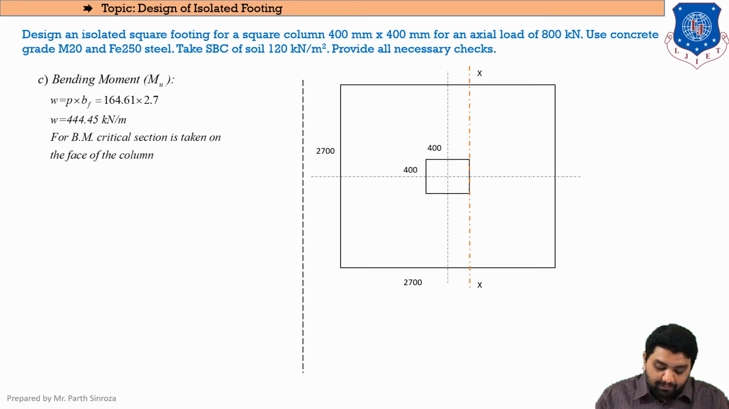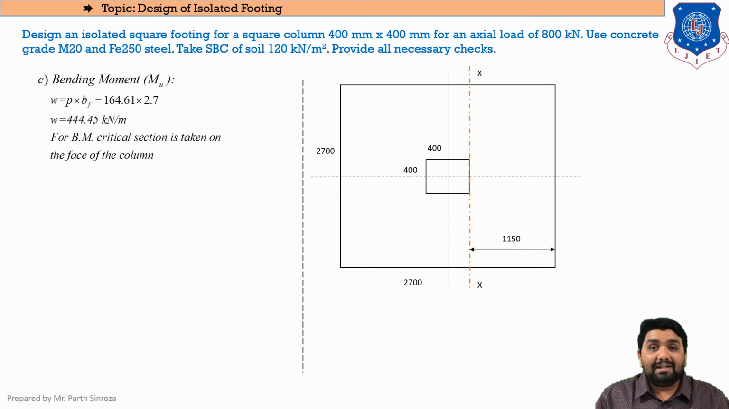So now we will be finding the value of our width. As you can see, the total is 2700. This is 400 mm, so the half portion of it will be 200. Total is 2700, so this half length will be 1350, and this was 200 mm, so the remaining length comes out to be 1150. So we'll be finding the bending moment in this case.